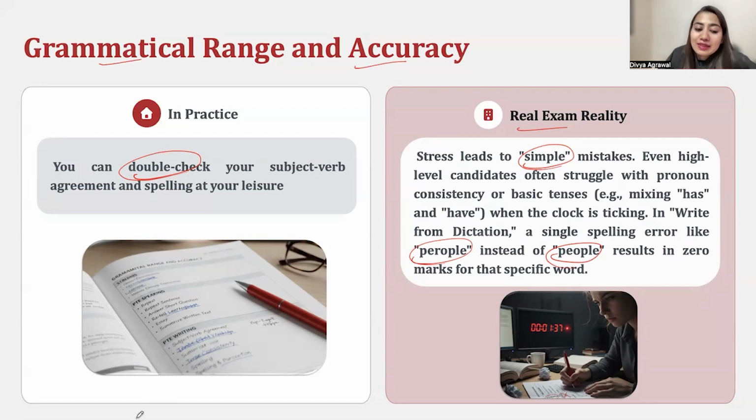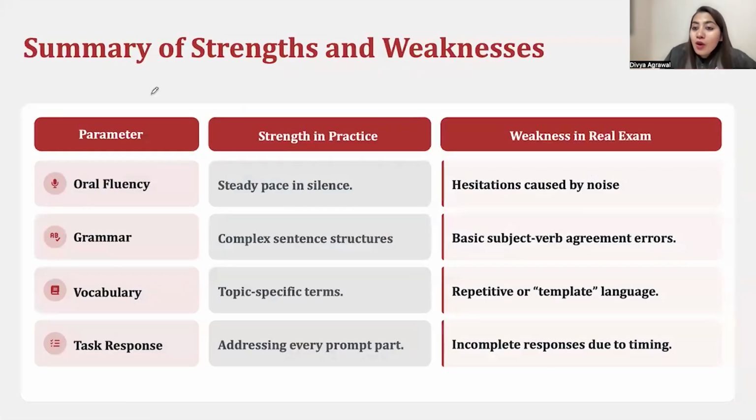Okay. Next is the summary of your strengths and weaknesses. Let's get into it now. According to the parameters, what have we seen so far? Oral fluency: right now, in practice, you have a steady pace in silence. You have a lot of familiarity preparing things in silence. But what if you have noise around you? So you need to prepare accordingly. Otherwise, that might later cause you hesitation.